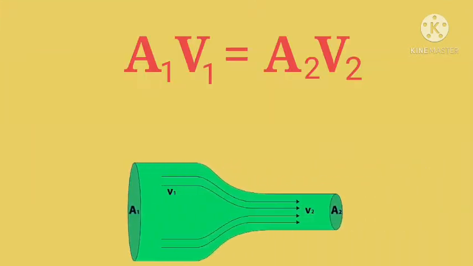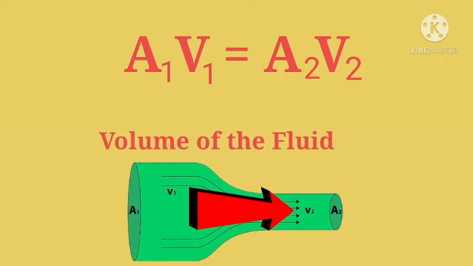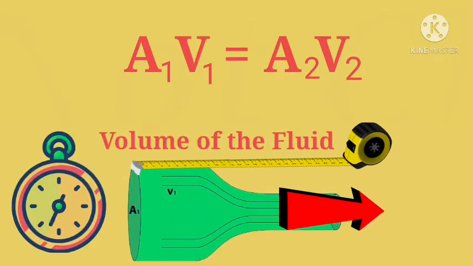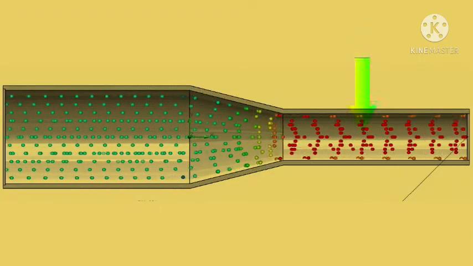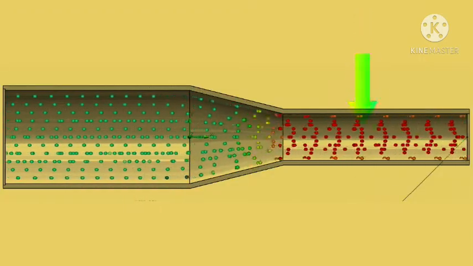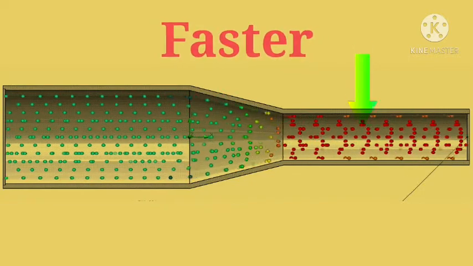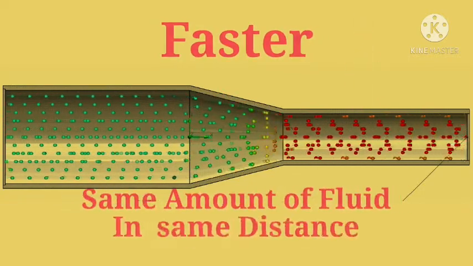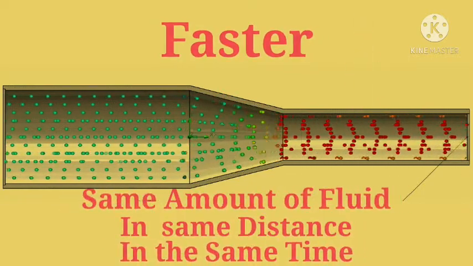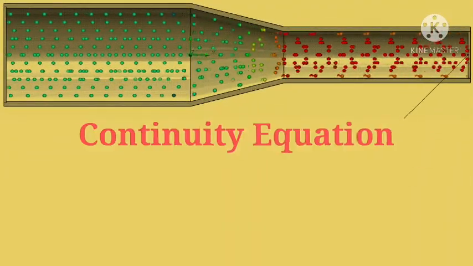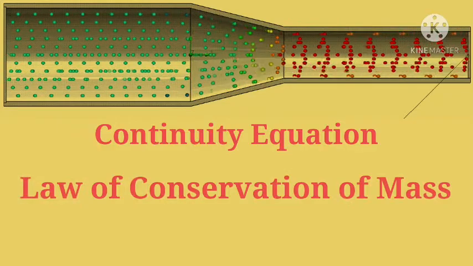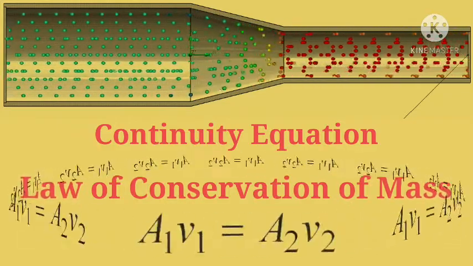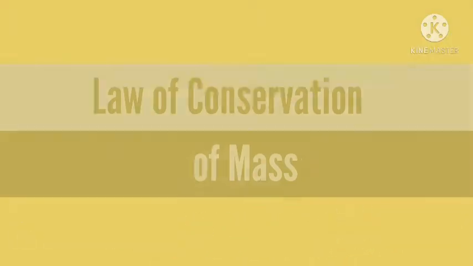As a fluid moves from a wider pipe to a narrow one, the volume of the fluid that moves a given distance in a given time period does not change. But since the width of the narrower pipe is smaller, the fluid must move faster in order to move the same amount of fluid the same distance in the same amount of time. This is because the continuity equation follows from the application of the law of conservation of mass to the flow of ideal fluids.